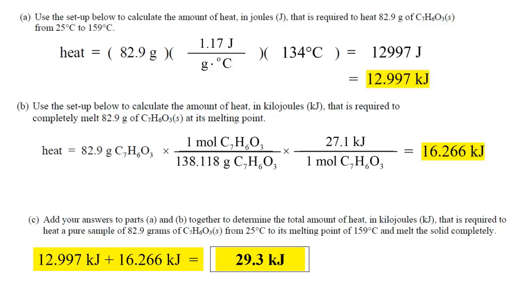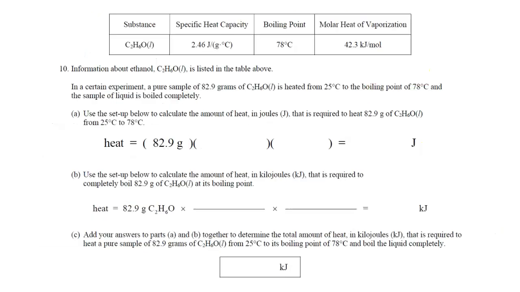All right, well, that is the answer to this question, but now let's go ahead and move on to a very similar style. This is question 10. So question 10 is similar to question 9, but there's a few differences here. We are still going to be heating a substance, but unlike question 9, where a solid was melted, here in question 10, we're going to be boiling a liquid. So we have a substance, this is ethanol. Information about ethanol, C2H6O, which is a liquid, is listed in the table above.